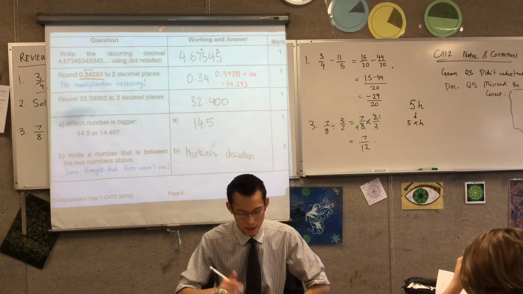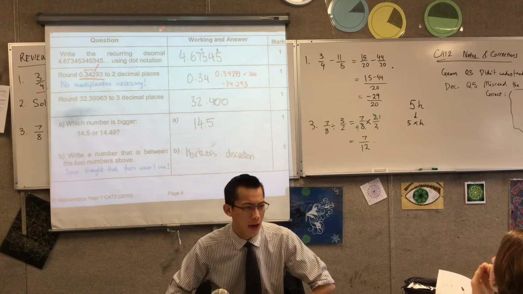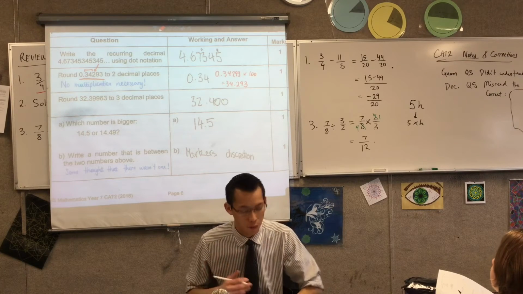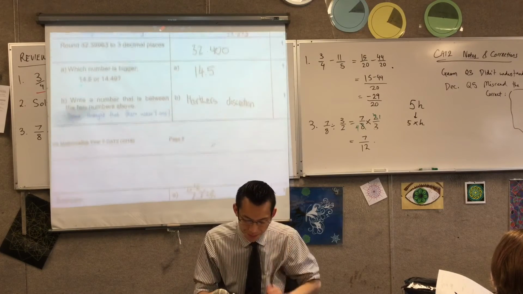So you had to look and see, okay, this 2, does that mean I round the 4 up or down? Down, or rather it stays put, okay? So that's why 0.34 is the answer. So just be careful. Read the question, see what it's asking you.